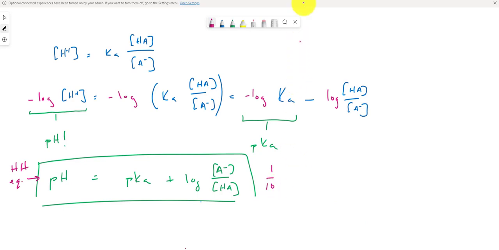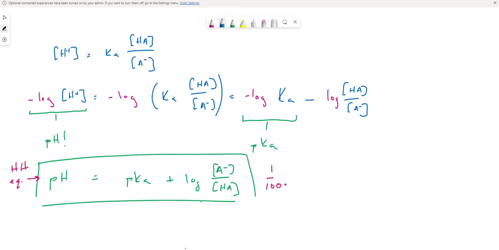Similarly, this could be 1 over 100. Now that becomes -2. 1 over 1,000 becomes -3, etc. And so it's a really convenient way to quickly understand what the implications of this ratio term are on the pH of the solution.